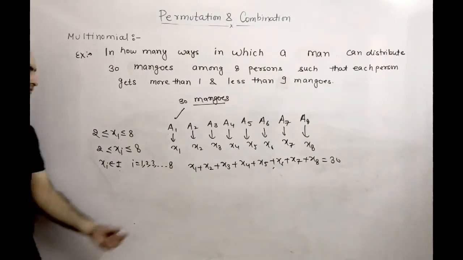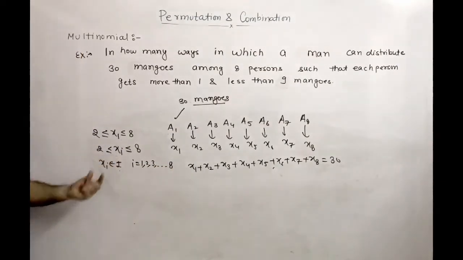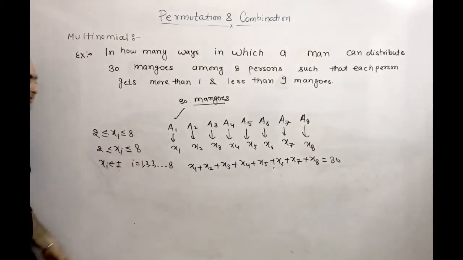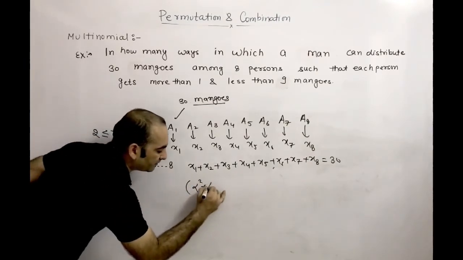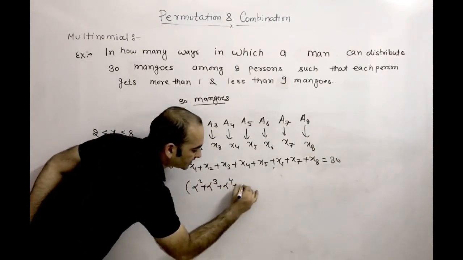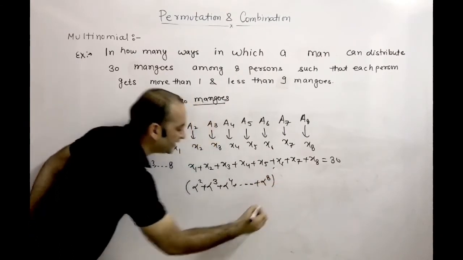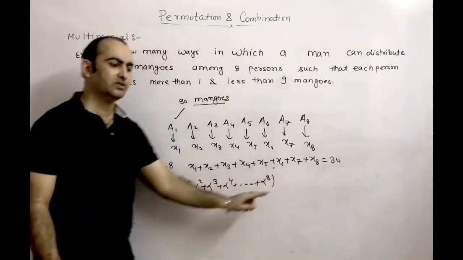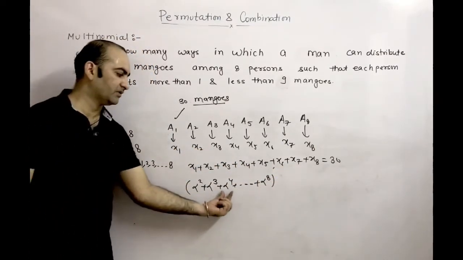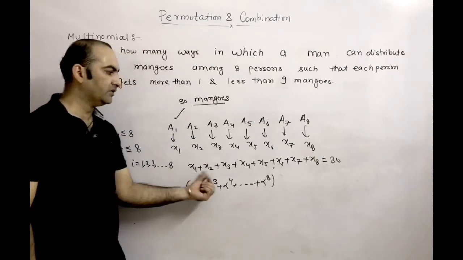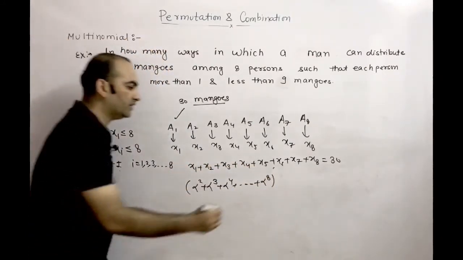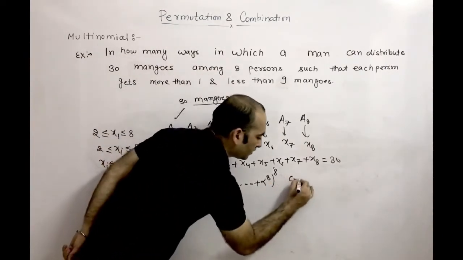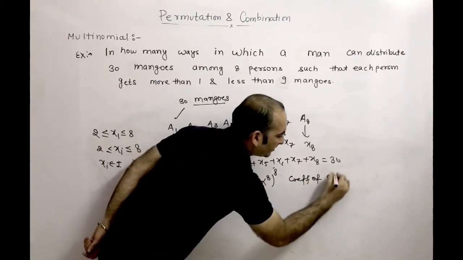Okay, so this equation we have to solve and the condition is this one. As we discussed previously, x1 should be 2 to 8. So what will the expression for x1 be? Alpha square plus alpha cube plus alpha power 4 plus so on plus alpha power 8. The same expression will come for x2, x3, and the others also. So alpha square plus alpha cube plus alpha power 4 plus so on plus alpha power 8, for x1 to x8. So we have 8 such factors, so the power is 8, and this is equal to 30. So we have to find the coefficient of alpha power 30.